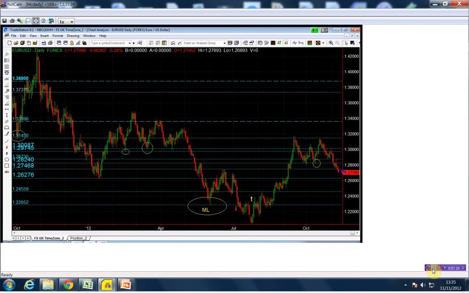Okay, and therefore I am looking at this, and as you can see, the weakness that's coming in through and closing the week at 127.09. You don't even have a buy over there, so we're looking for it to continue to the downside.